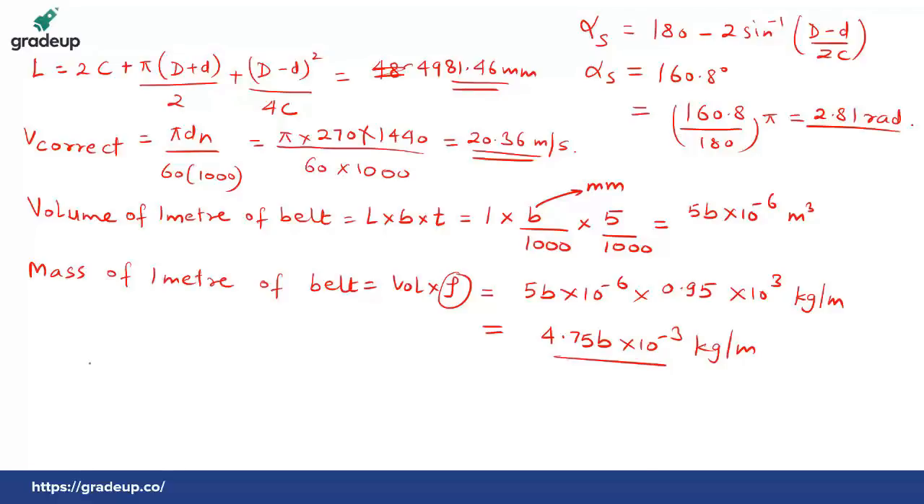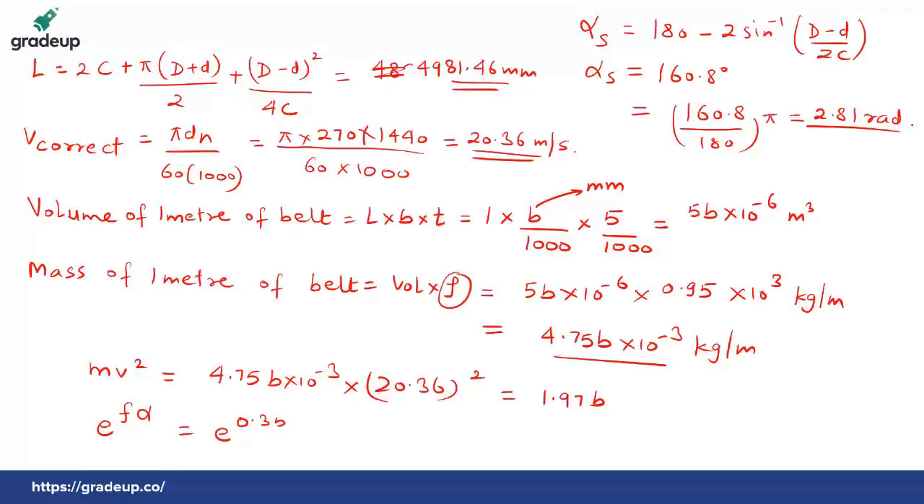Then we have to find out something else, that is mv square. Why we are finding this, you will come to know right now. 4.75 b into 10 to the power minus 3 into v square, where v is 20.36. So we get this value as 1.97 b. Then we have to find one more thing, that is e raised to the power f alpha. f is given as 0.35, into the value of the angle in radian, 2.81. So this value we get as 2.67.